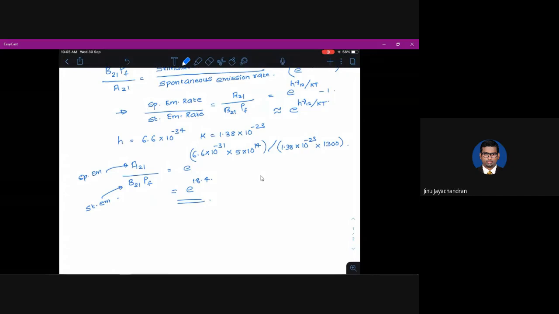So basically you say that the spontaneous emission is e raised to 18.4, which is approximately, I'm just saying a rough figure, 10 raised to 4 times more than stimulated emission.